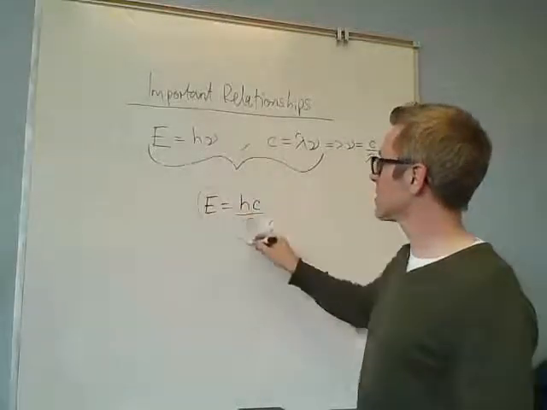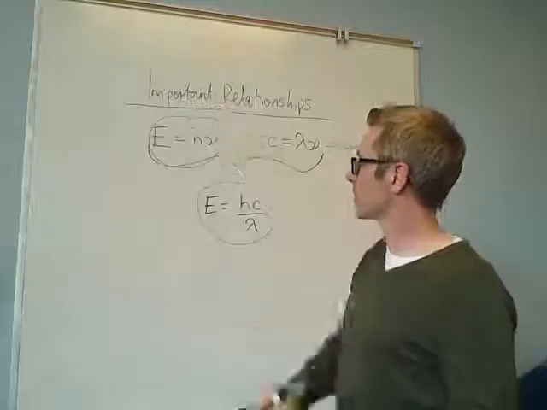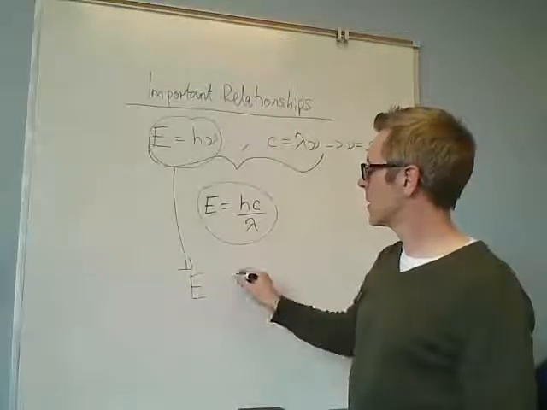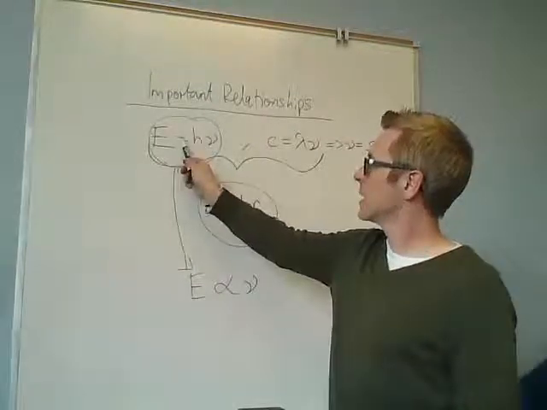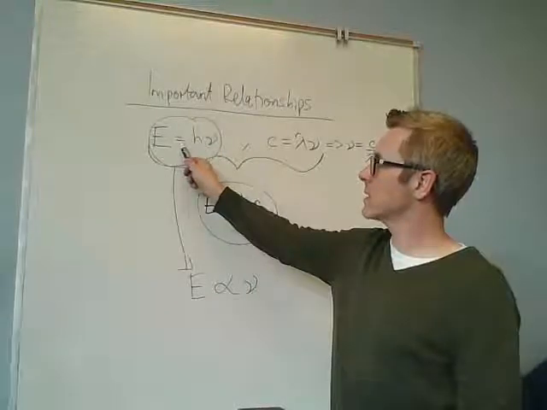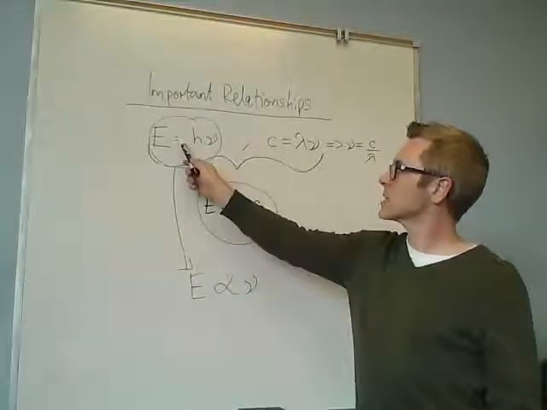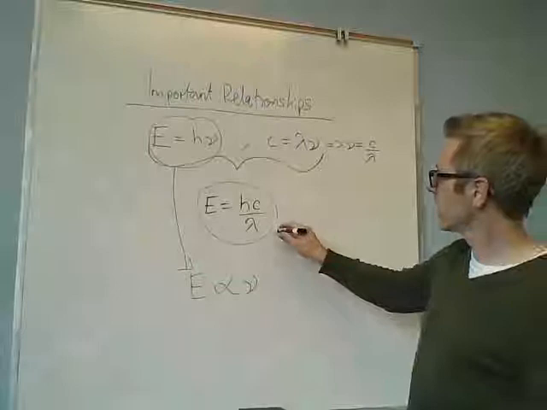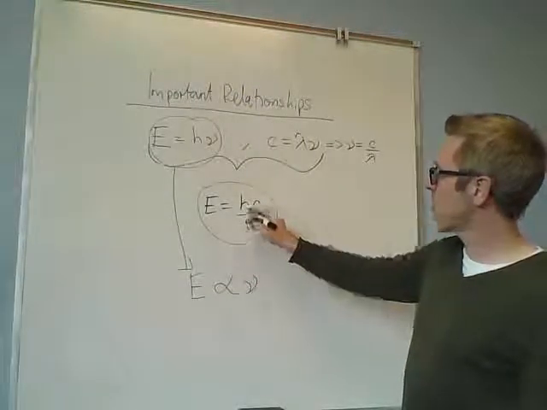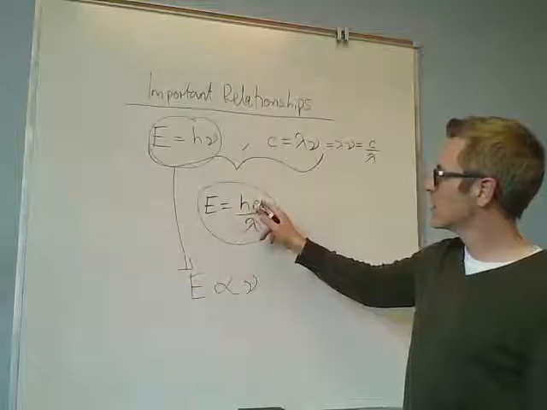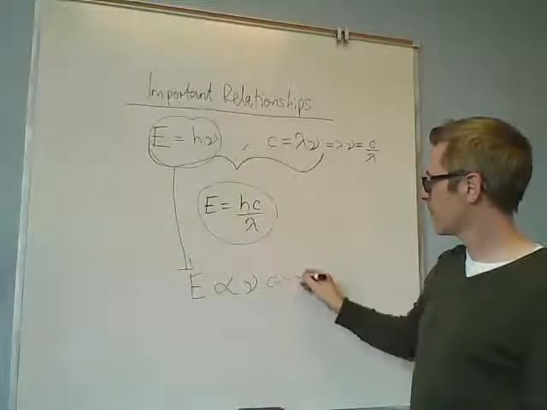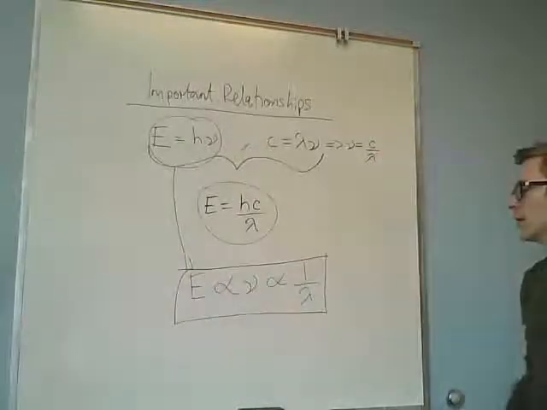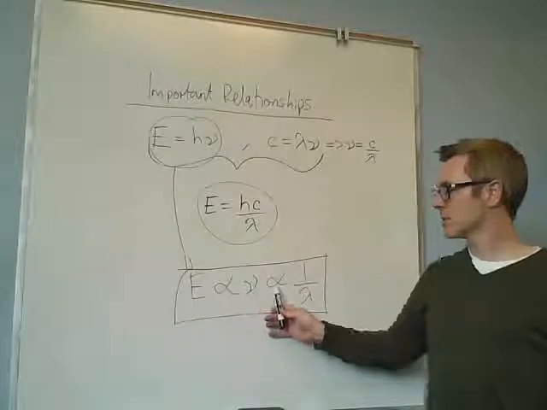If you look at this equation and this equation, we know that energy is proportional to frequency. If we ignore the constant and make the equal sign a proportional to sign, energy is proportional to frequency because they're both numerators in the equation. This equation tells you that energy is proportional to 1 over wavelength. So energy is proportional to frequency, and it's proportional to 1 over wavelength.